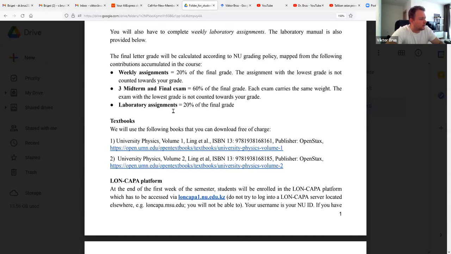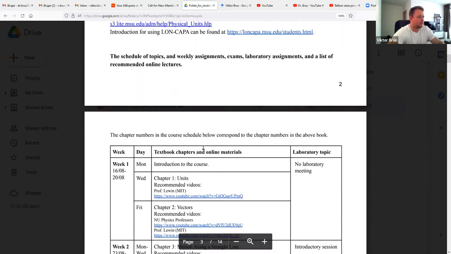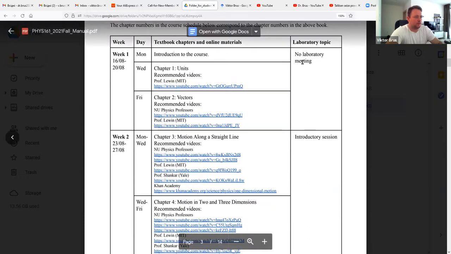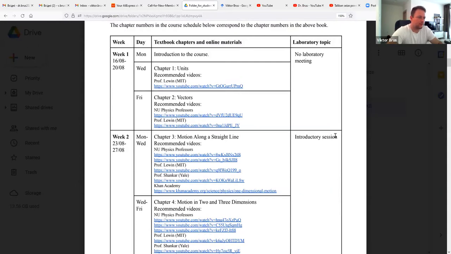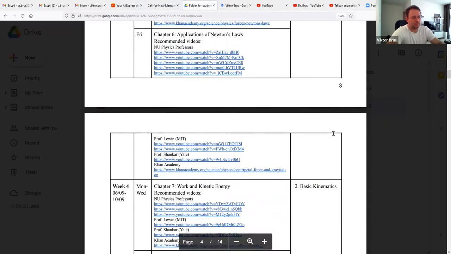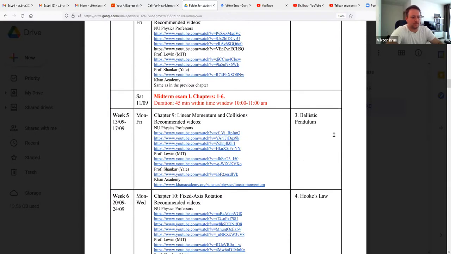And the last component of your final grade will be based on laboratory assignments. So you will definitely have laboratory work that will contribute 20% to the final grade. With laboratory works, as you may see, we have here this column with laboratory topic. And we see that there is no laboratory meeting during the first week. Then during the second week, you will have some introductory session. And as follows, you will have different laboratory works to work with and write laboratory reports.